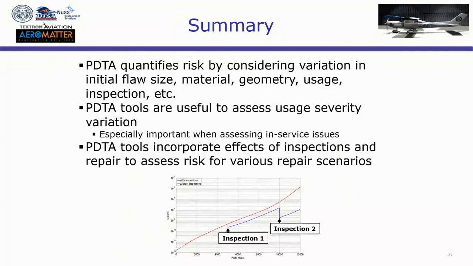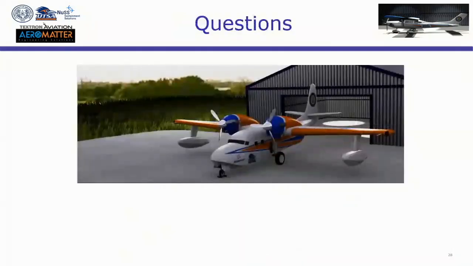So in summary, PDTA quantifies the risk by considering variation in initial flaw size, material, geometry, usage, and inspection. PDTA tools are very useful to assess, for example, usage severity. It is very important when you are trying to assess in-service issues. So we mostly use it when we have a field failure. We want to see if this is just one case or a fleet-based case, okay? And PDTA tools incorporate the effects of inspections, as we're going to see this afternoon. So I'm going to stop here.